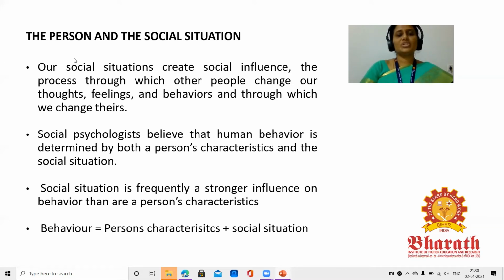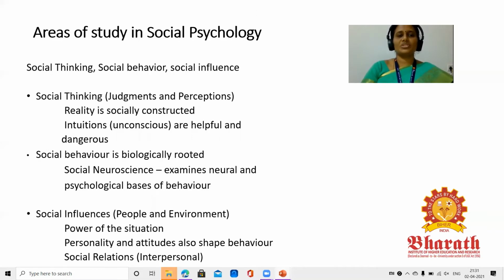So our social situations create social influence, the process through which other people change our thoughts, feelings, and behaviors, and through which we change their feelings. Okay. So social psychologists believe that human behavior is determined by the person's characteristics as well as the social situation. Sometimes the social situation is a stronger influence than the person's characteristics.